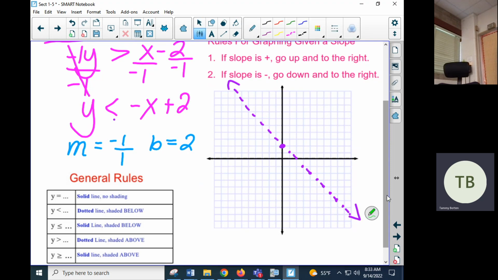Once you get to that point, we have to decide which way or where would I shade? And it's y is less than. So if you look here for less than, it's going to be shaded below. So you guys all get that would be down here. So then we'd shade this.